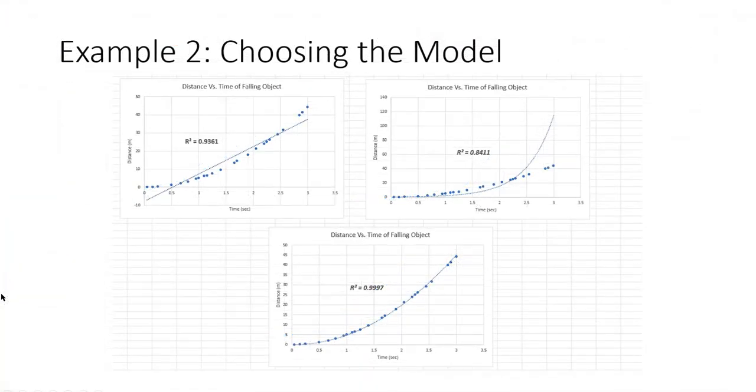And so if we want to choose the model that's best for the data that we have, we can visually look at the lines that we've drawn and see how well they fit the data. Or we can determine the R-squared value and choose the model that has the greatest R-squared value, the one that's closest to 1.